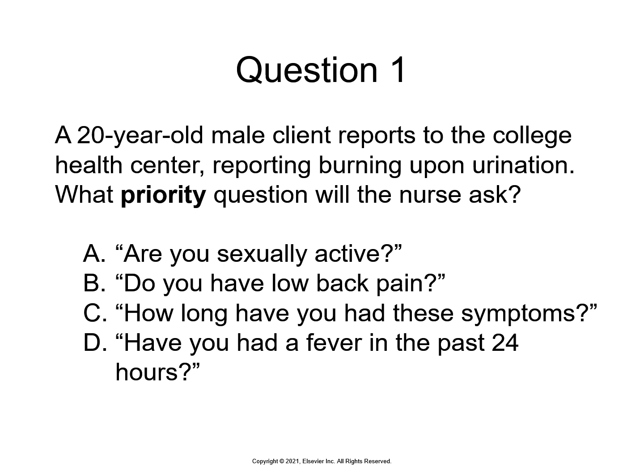All right, this is question 2. A healthy 20-year-old reports to the college health center reporting burning upon urination. What priority question would you ask? This is a young 20-year-old. The answer is A. Are you sexually active?